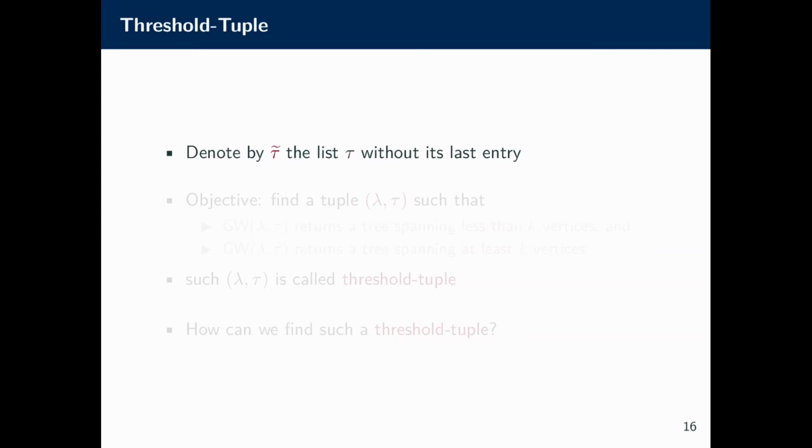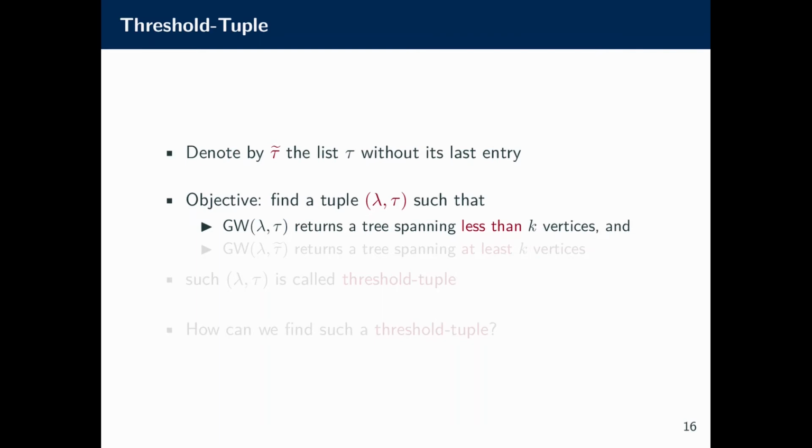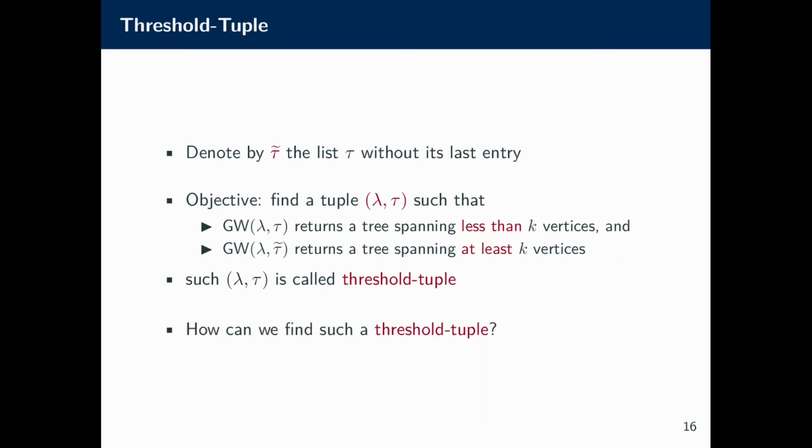Denote by tau tilde the list tau without its last entry. Then our objective now is to find a tuple lambda tau such that running the algorithm with lambda tau returns a tree spanning less than k vertices, and running the algorithm with lambda and tau tilde returns a tree with at least k vertices. We call such tuple a threshold tuple. Okay, but how can we find such threshold tuple?